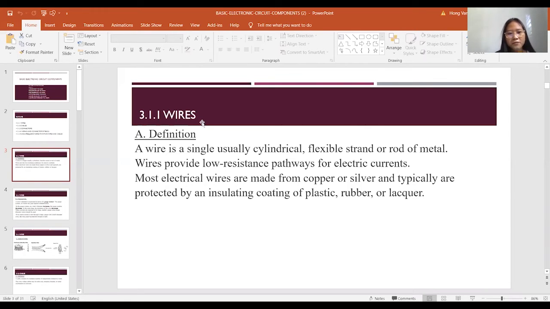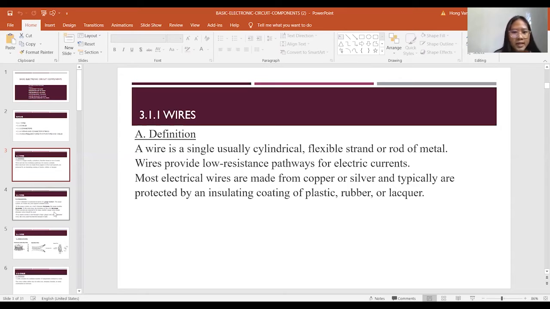A wire is defined as a cylindrical, flexible strand or rod of metal, and it provides a low resistance pathway for electric currents. Nowadays, most electrical wires are made from copper or silver, and are surrounded by an insulating coating of plastic or rubber or lacquers.